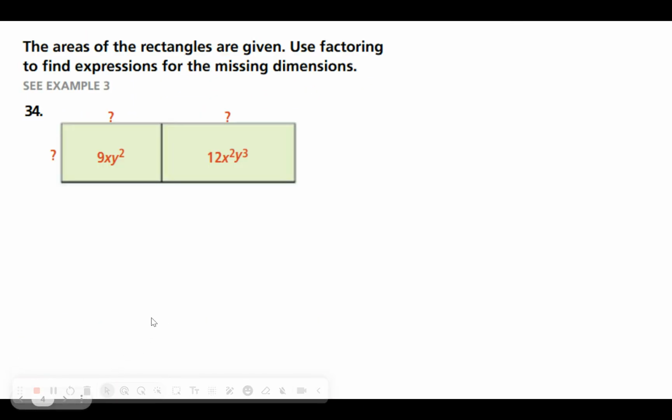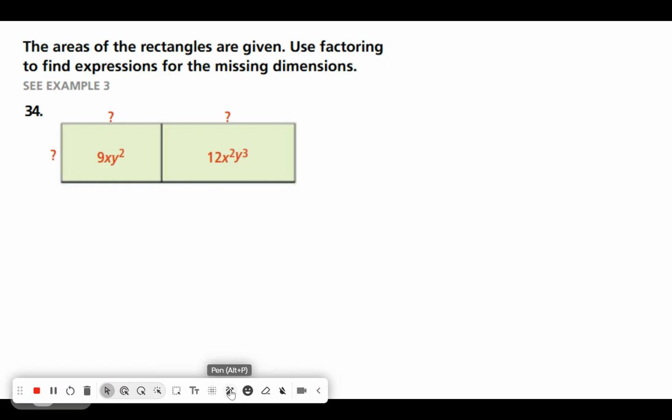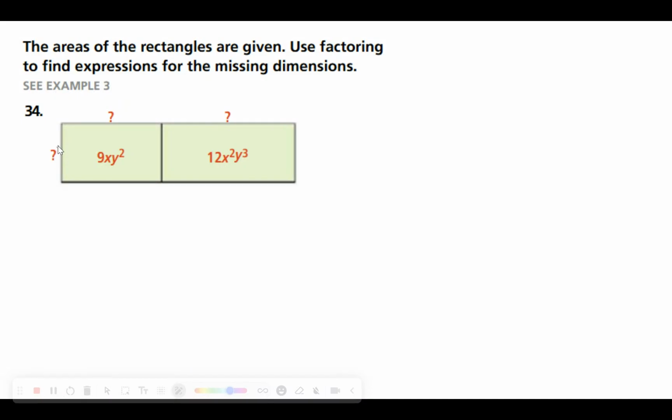Again, an application of multiplication with polynomials is area. So here we go. If the area of a rectangle is given, use factoring to find the expressions for the missing dimensions. If you think about this, this question mark belongs to this first rectangle and this second rectangle, because that side is common to both rectangles.